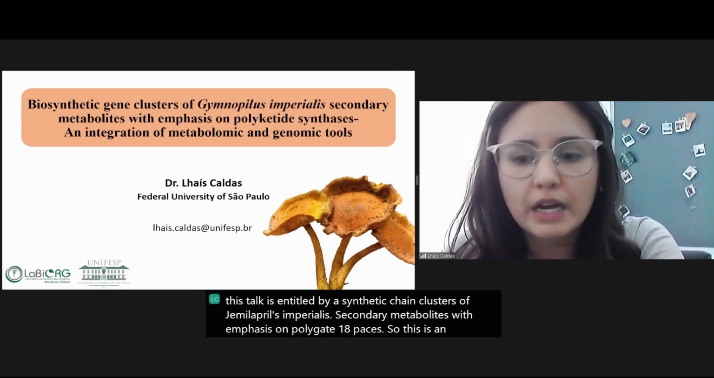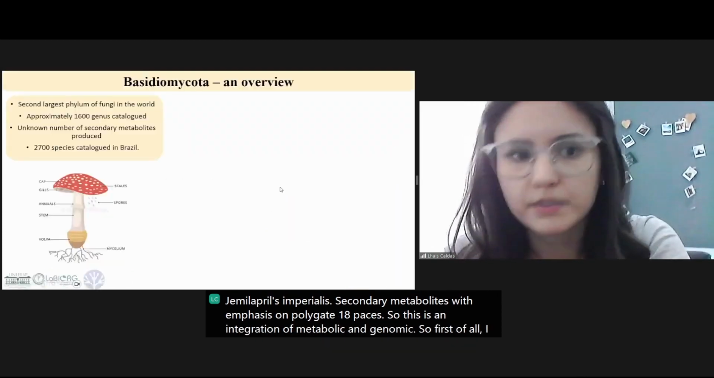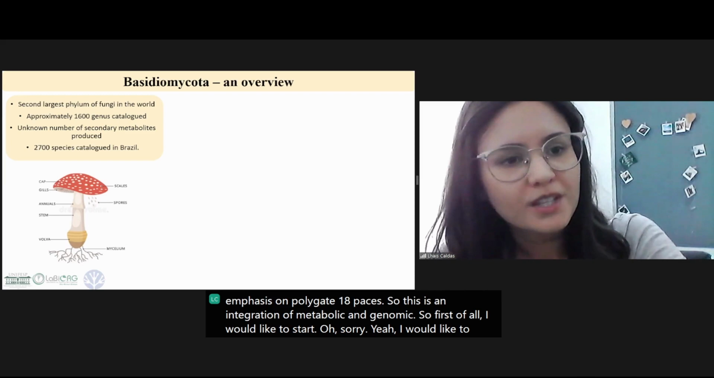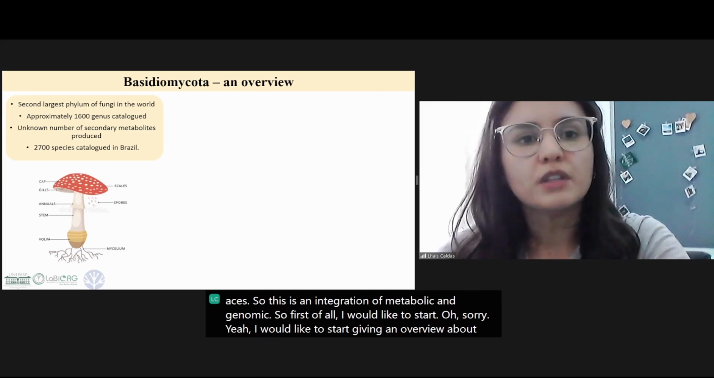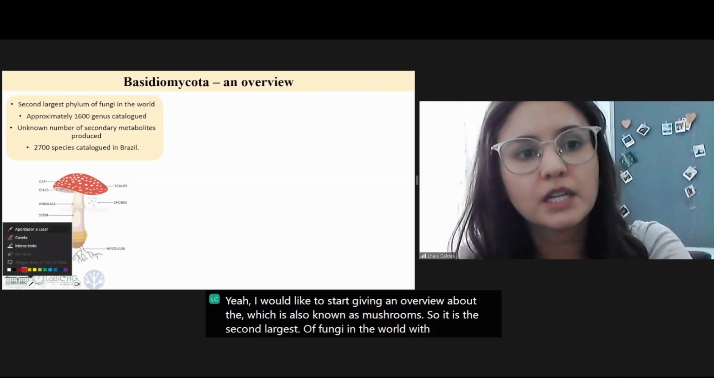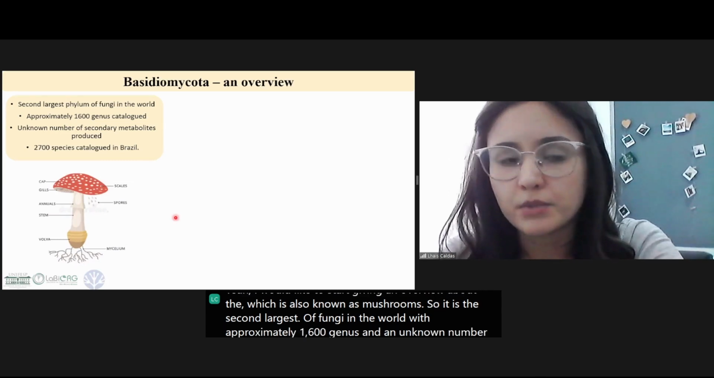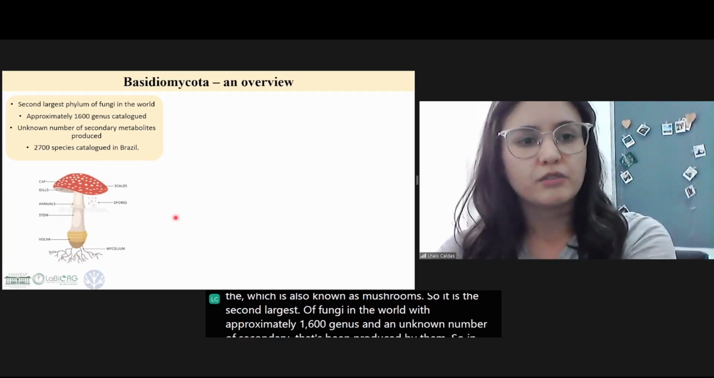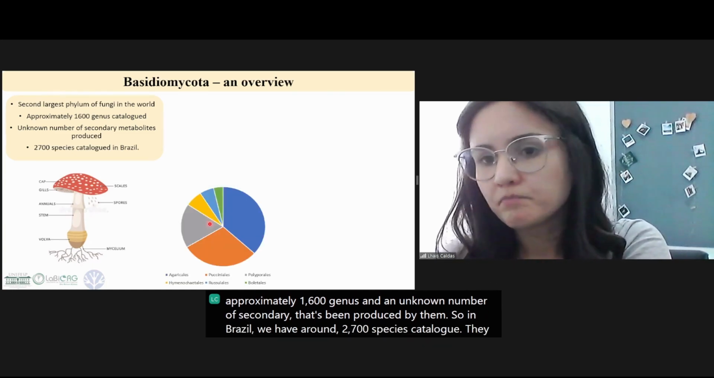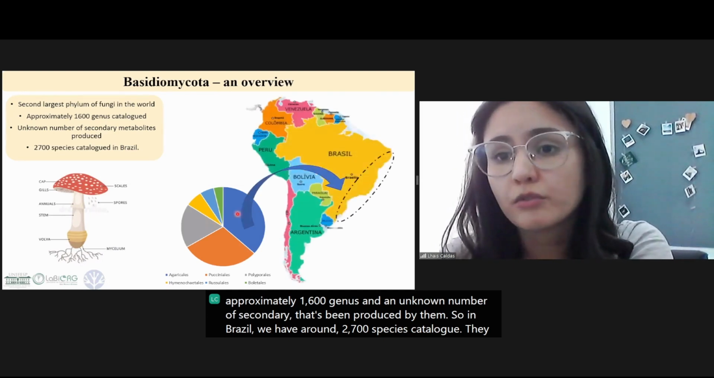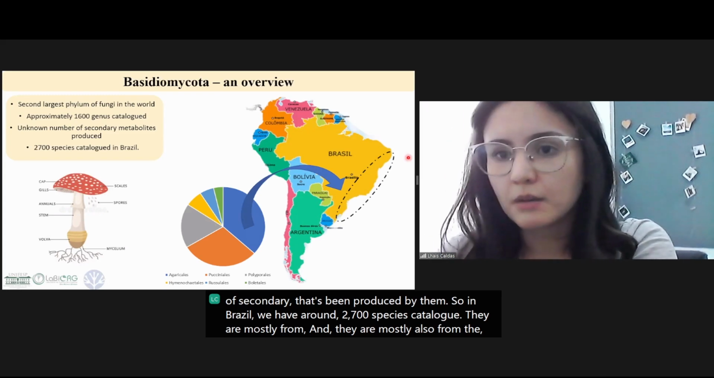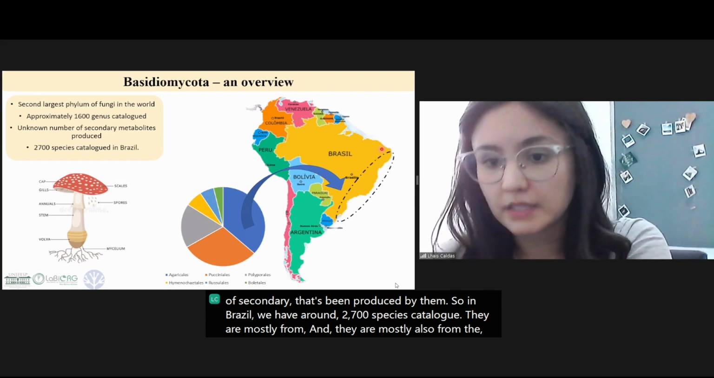So first of all, I would like to start by giving an overview about Basidiomycota, which is also known as mushrooms. It is the second largest phylum of fungi in the world, with approximately 1,600 genera cataloged and an unknown number of secondary metabolites being produced by them. In Brazil, we have around 2,700 species cataloged. They are mostly from Agaricales, and they are mostly also from the Atlantic rainforest, known as the Mata Atlântica biome.